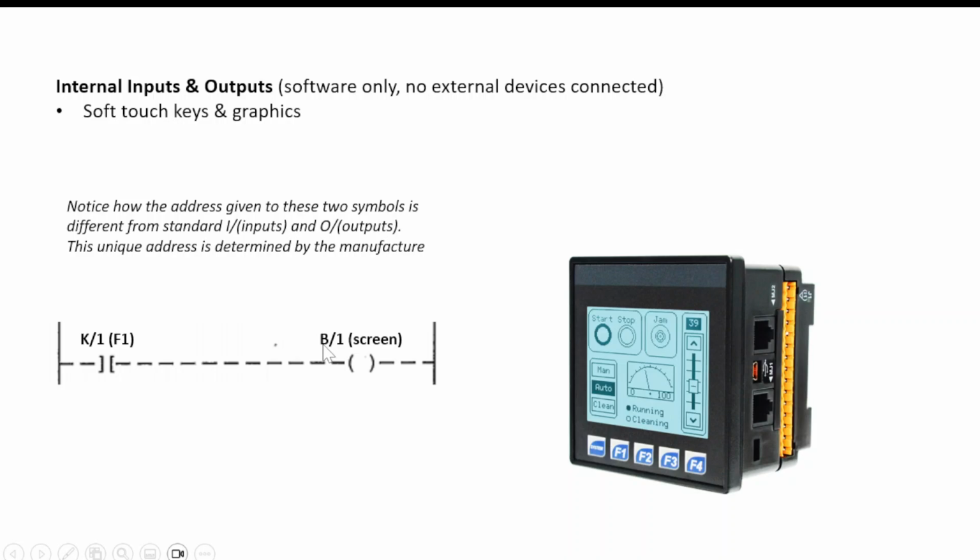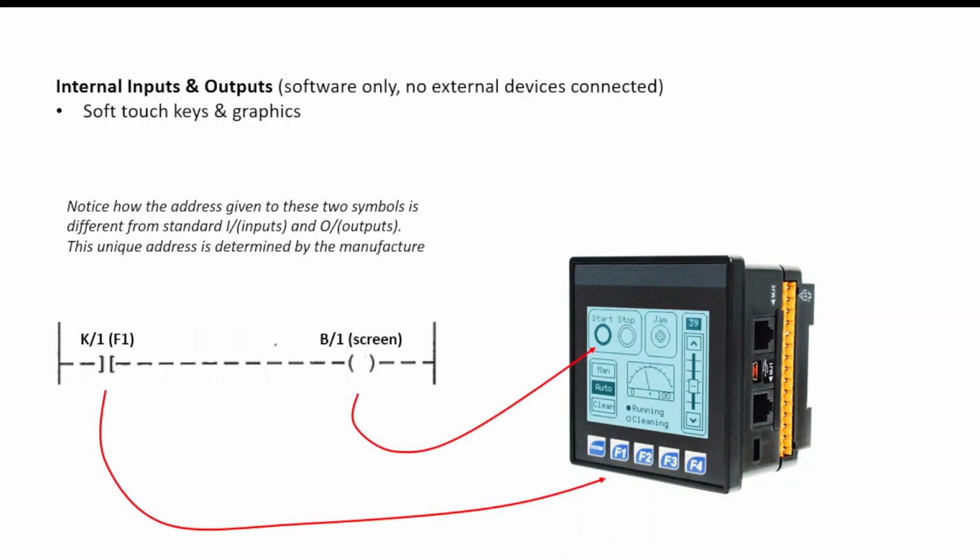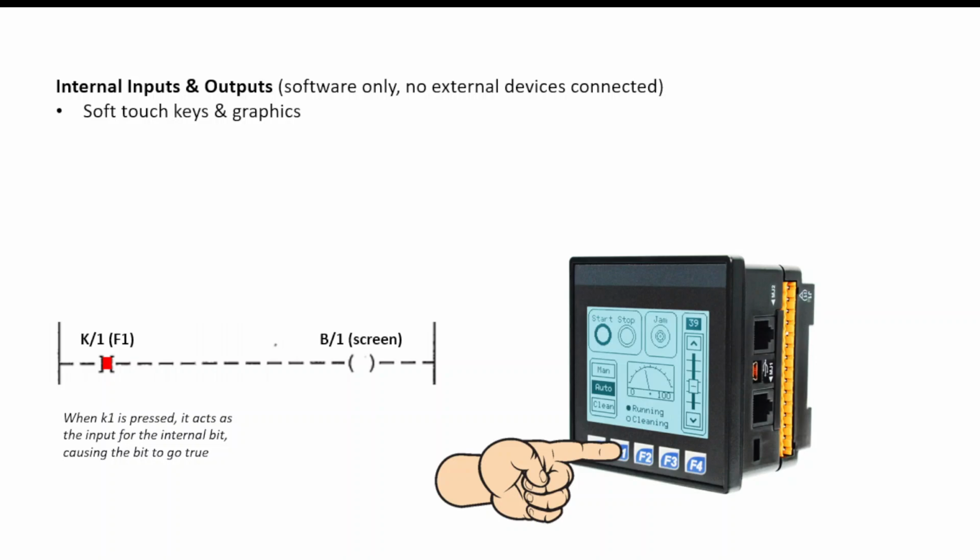This unique address or letter is determined by the manufacturer. So you'd look it up in the manual and it would say, oh, for internal bits, you're going to label it B1 or address it B1 and go from there. So K1 is for F1 push button, and B1 we're going to say is going to initiate a little light to illuminate on the screen. So when someone comes and presses F1, it will then act as a standard input, but it's all internal. And so it's going to go true, and that will allow a light to illuminate on the screen.